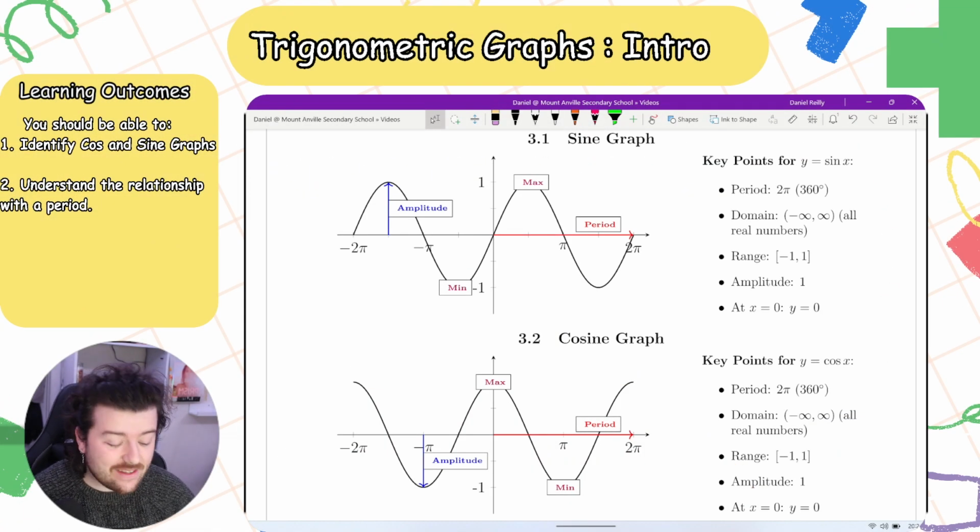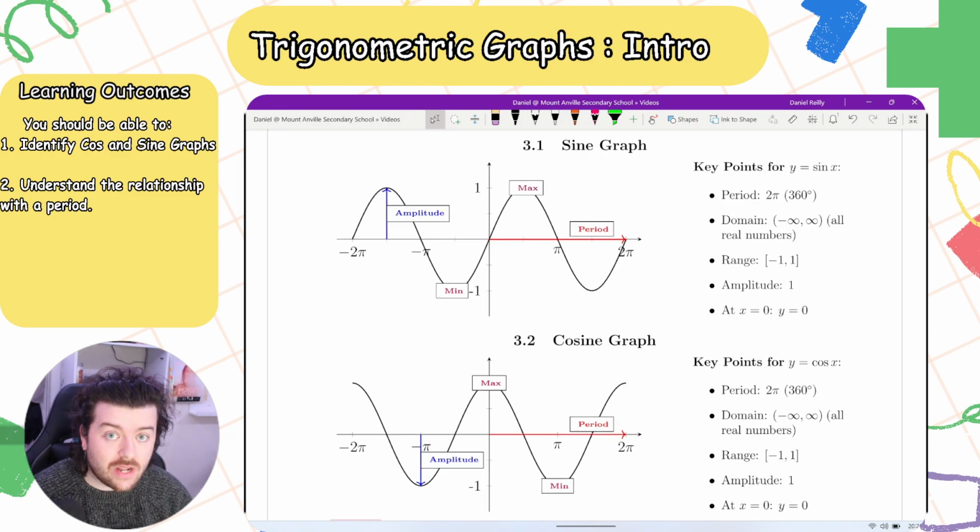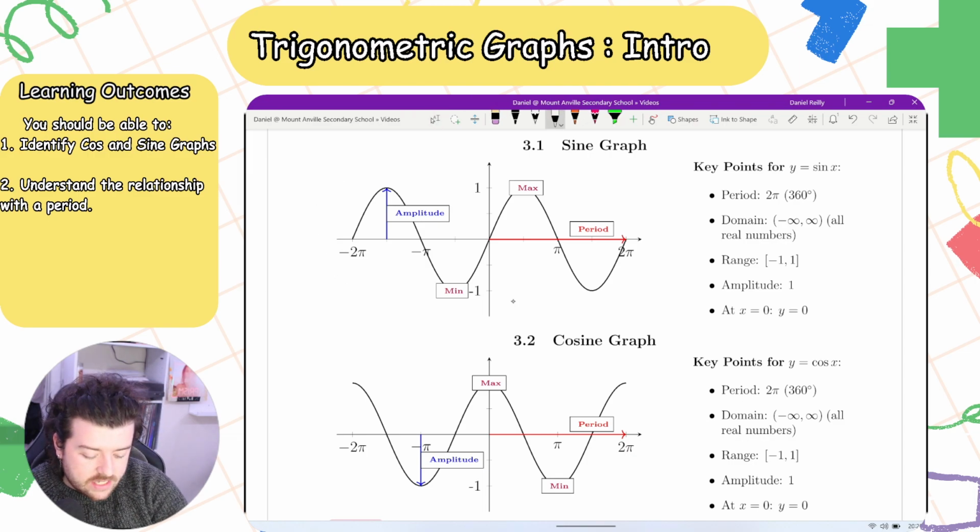Hi everyone. In this video we are looking at trig graphs, or trigonometric functions, and graphing them out. This video will look at the basic trig graphs and how to differentiate between sine and cosine graphs, and what makes them so different. Just in front of you, this is what a sine graph looks like, and this is what a cosine graph looks like. They both look very similar, so it's very important that we're able to tell one from the other.